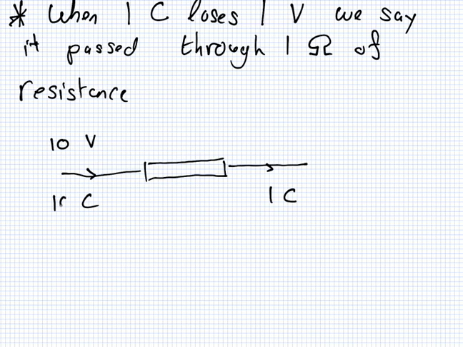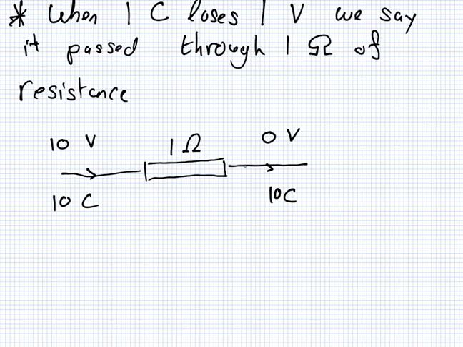So let's change it a little bit. Let's say instead of 1 coulomb, let's say it was 10 coulombs and 10 volts, let's say now to 0 volts. But I tricked you here because now I changed it to 10 coulombs. So it lost 10 volts, but it lasted for 10 coulombs. So how many volts did it lose per coulomb? 1. So it's actually still the same.